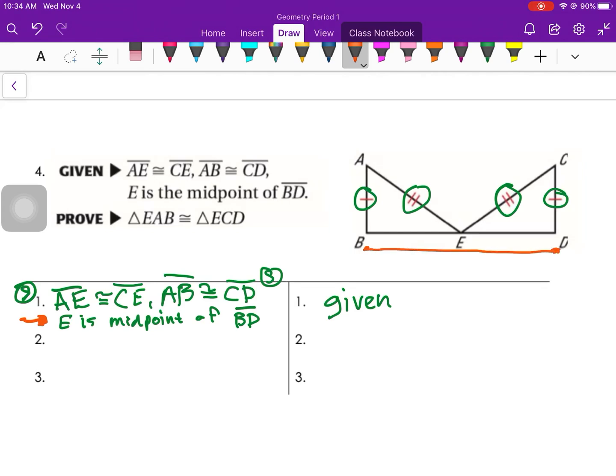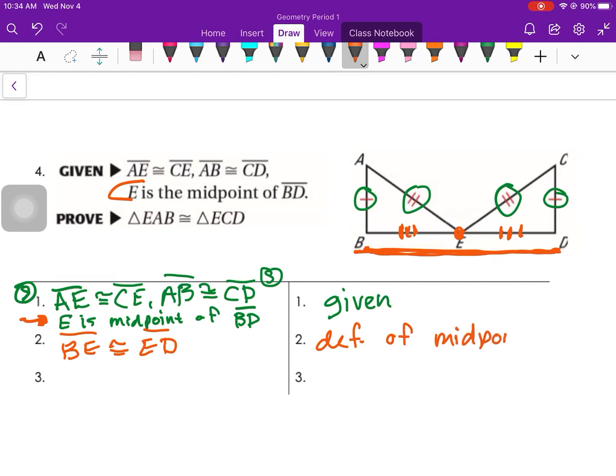Now, what am I going to ask myself? Why are they telling me this piece of information? E is the midpoint of this line segment here. Well, if E is the midpoint, that means it's in the middle. So this side must be the same measurement as this side, right? So BE is congruent to ED. And like I told you, if it tells me something's a midpoint, chances are my reason is going to be the definition of midpoint. And that was a side.